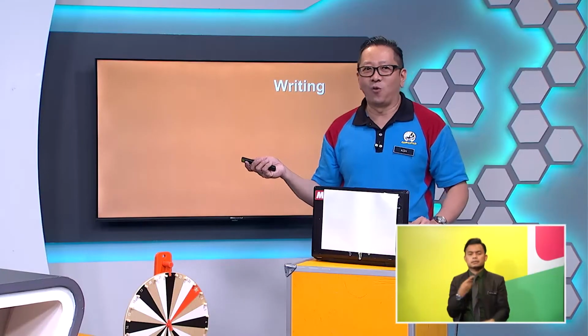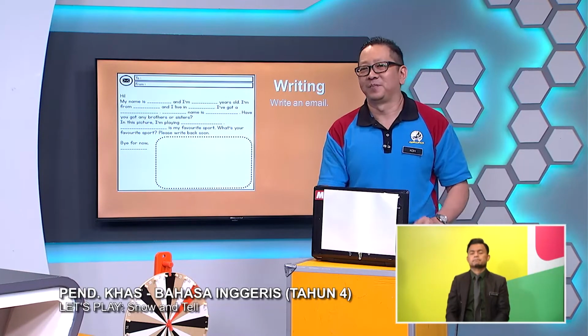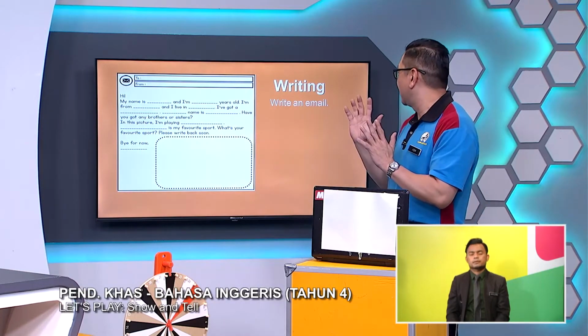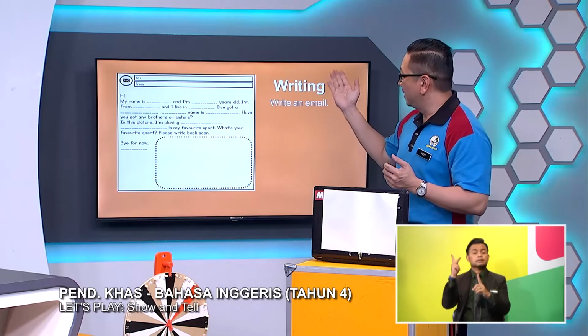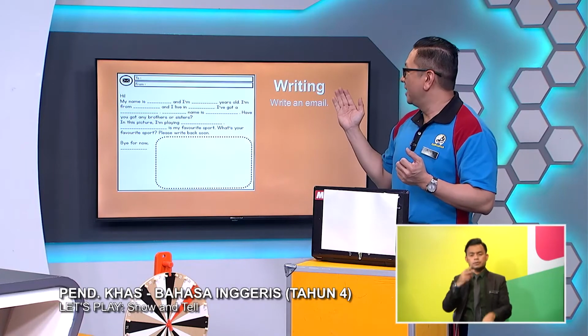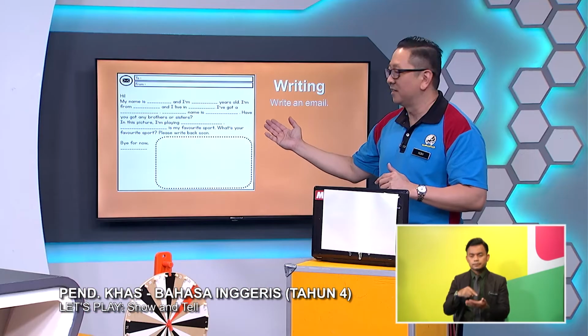Okay. And what do we have next? Yeah, next we are going to learn writing. This is writing an email to your friends. You can see this format. This is the email format. You must indicate the name and from as well. From yourself. This is the format for the email structure.